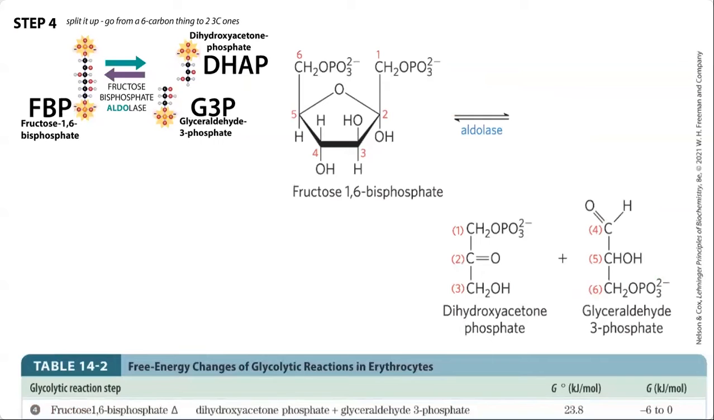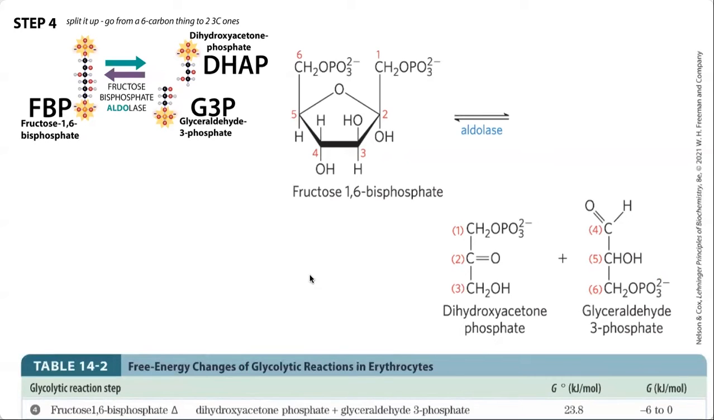What it's going to do is take that fructose 1,6-bisphosphate and cut it in two. This is going to give you two molecules, dihydroxyacetone phosphate and glyceraldehyde 3-phosphate. This is going to have a pretty neutral delta G, which means we can go in either direction. We can use this step in both glycolysis and gluconeogenesis.